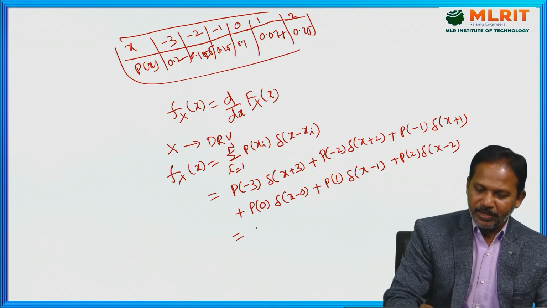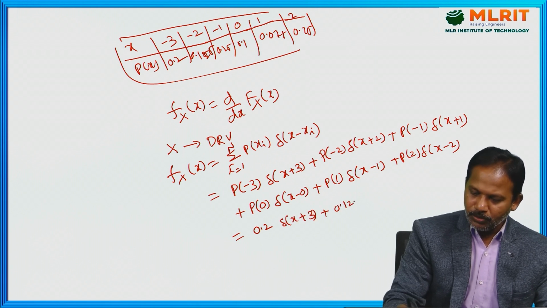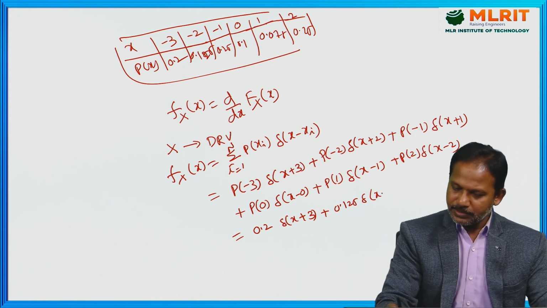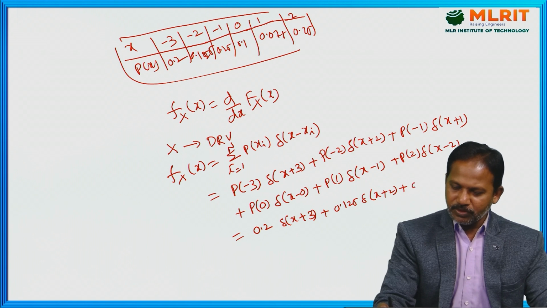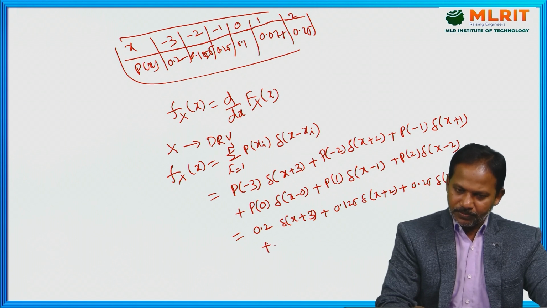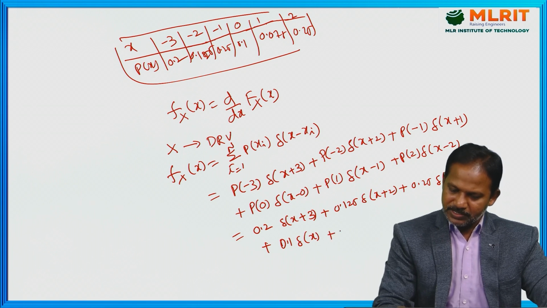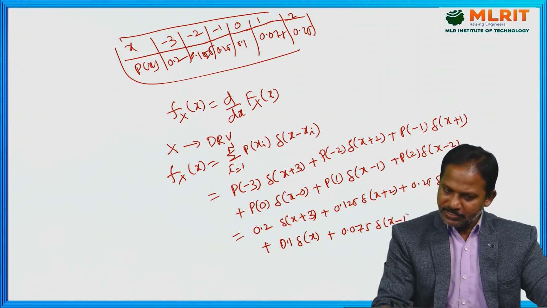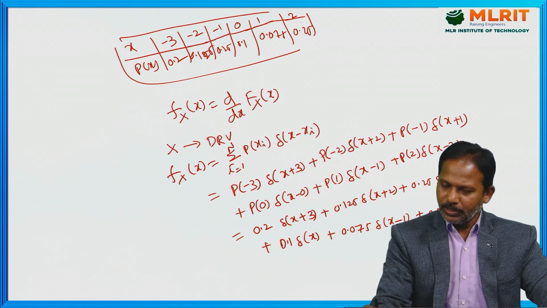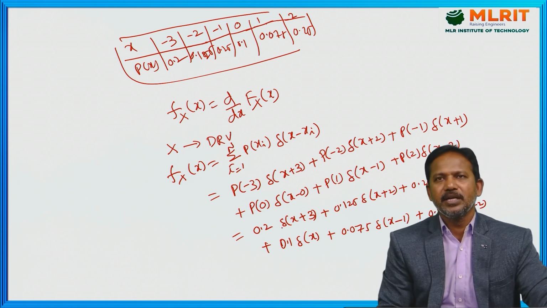See here, p of -3 means my probability value is 0.2, into del of x plus 3, plus 0.125 into del of x plus 2, plus p of -1 means 0.25 into del of x plus 1, and p of 0, that is 0.1 into del of x, plus p of 1, 0.075 into del of x minus 1, plus 0.25 into del of x minus 2. So this is my probability density function.